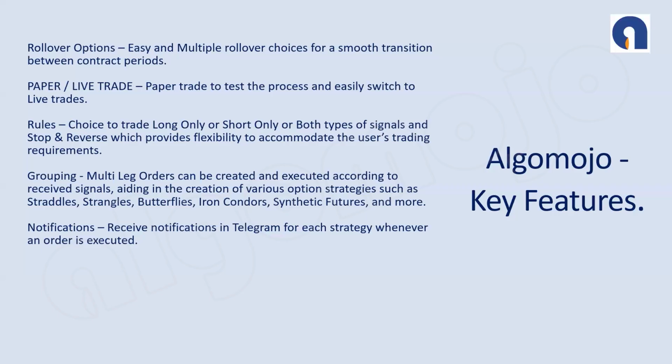Now, to help traders understand when the orders are getting placed, you can get Telegram notifications. All you have to do is go to the Algomojo bot on Telegram and take the chat ID from there and incorporate that against the strategy that you'll be creating in Algomojo. So that whenever the signals are generated or whenever the orders are getting placed in your account, you get a notification of the same.